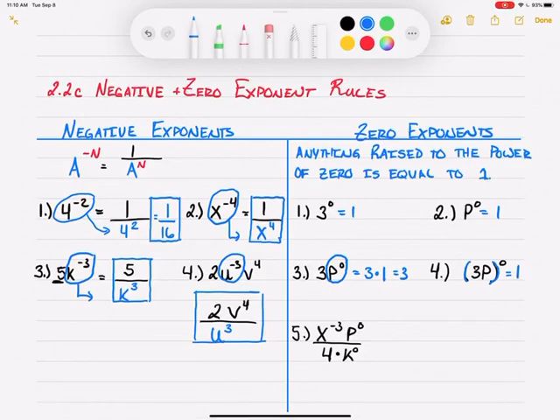In example 5, I have x to the negative third, p to the 0, over 4 times k to the 0 power. Well, the zeros, p to the 0 and k to the 0, that's going to become 1. So this is x to the negative third over 4 times 1 times 1. But I really don't need to write the 1s there because they're not doing anything. Now what I can do is focus on the fact that I have a negative exponent in the numerator, and I need to bring it down to the denominator. So this becomes 1 over x to the third times 4, which you should rewrite as 1 over 4x to the third.